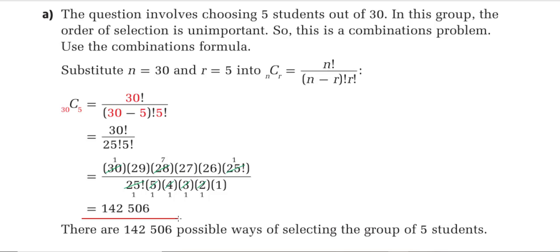142,506. So we have such possible ways of selecting the group of 5 students. This is the number of students. One more time, this is the number of students in each group.